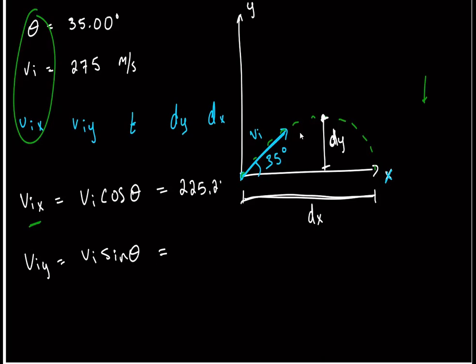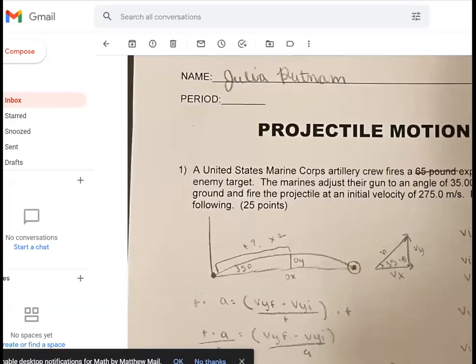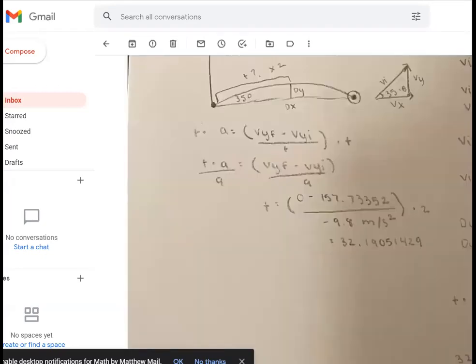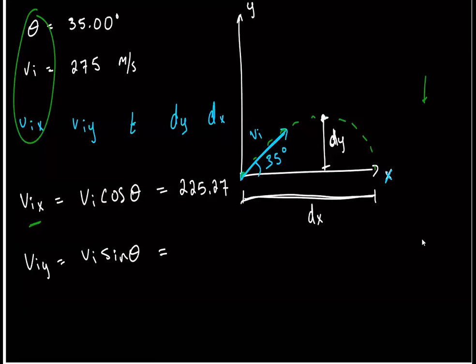225.27, because this man is crazy and using 5 significant figures for some reason. If you go up, he's got 4 significant figures. So imagine that's important. The crazy guy, whatever. 225.3. What are the units, Julia?